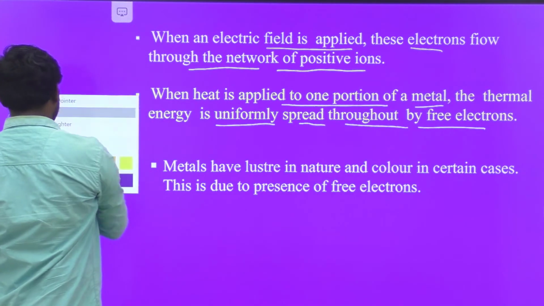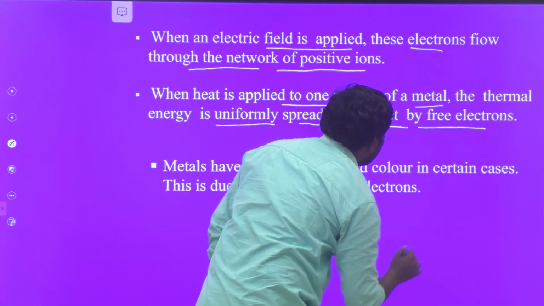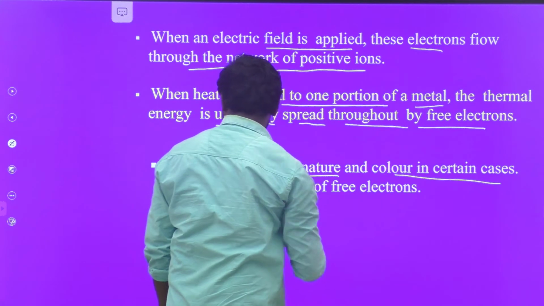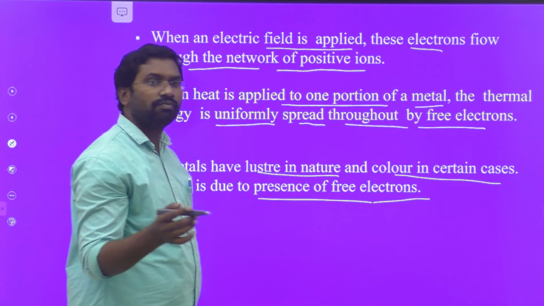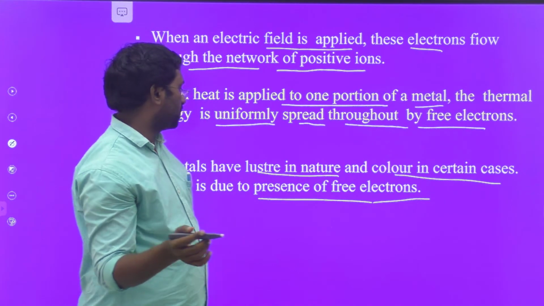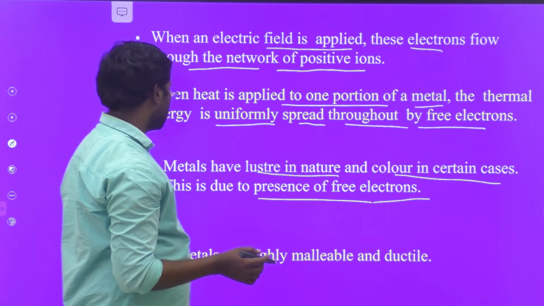Another important point: metals have luster in nature, and color in certain cases, and this is due to the presence of free electrons. Due to the presence of free or mobile electrons in metals, they have luster and also exhibit some color.